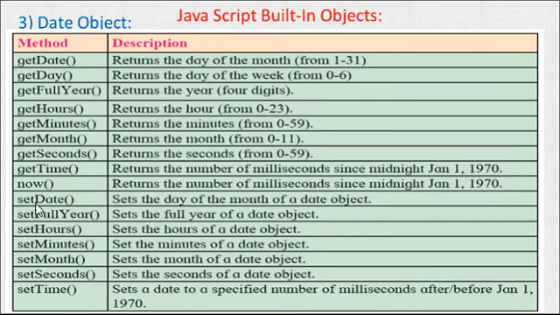Then the next method is setDate. It sets the day of the month of a date object. Similarly, setFullYear. We can set the full year of a date object. Then setHours, setMinutes, setMonth, setSeconds and setTime. These are all mostly similar functions, whether hour, minute, month, whatever as per our requirement, we can set the specific value of the object.